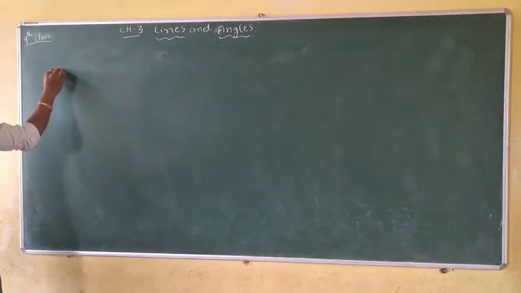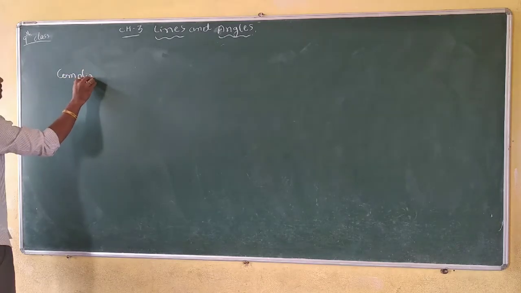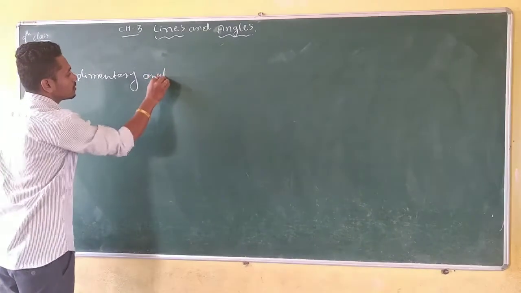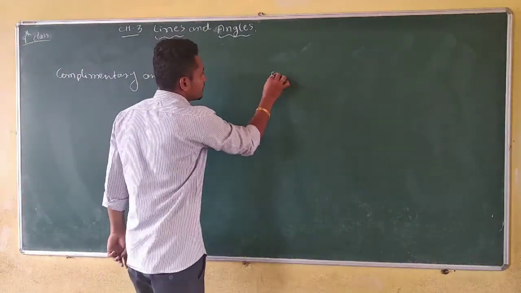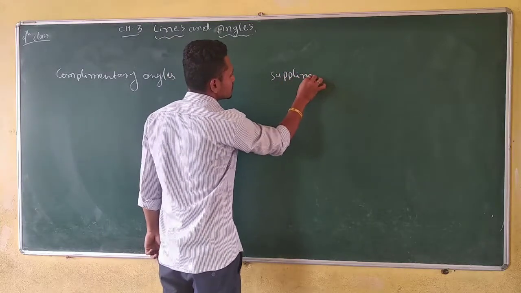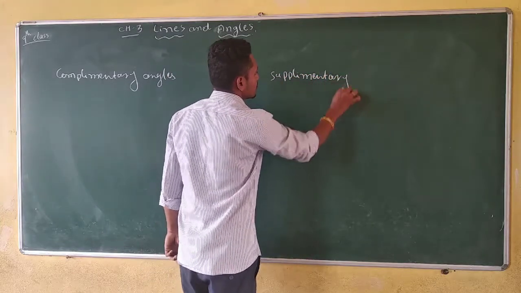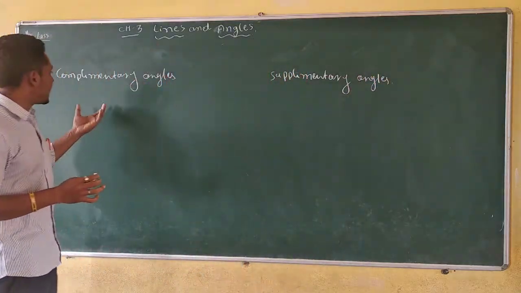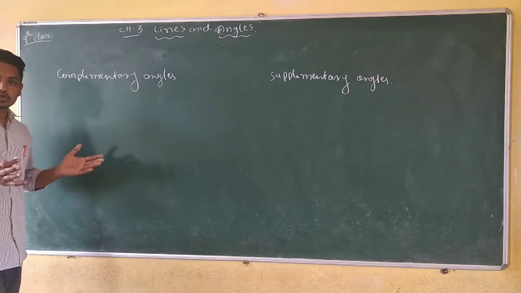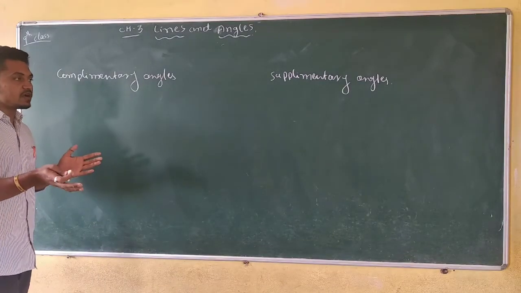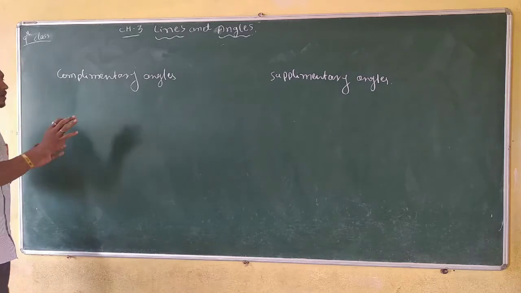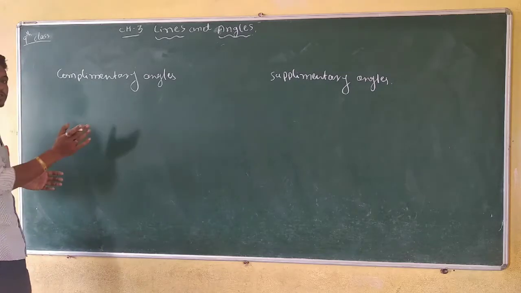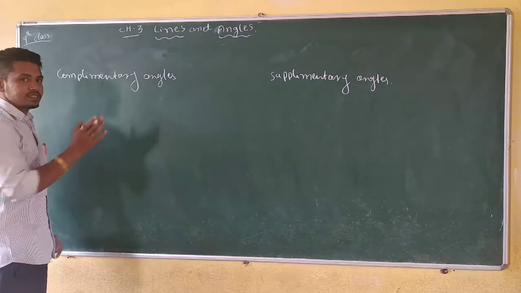See here, complementary angles and another one is supplementary angles. What are complementary angles? If the sum of two angles is 90 degrees, at that time we call these two angles complementary angles.